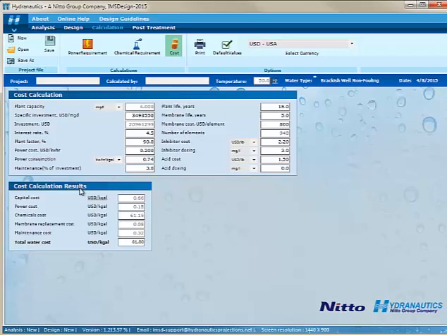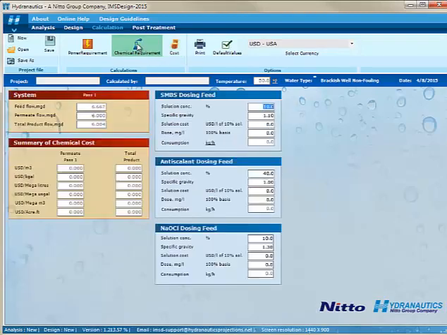And so we have their cost calculated results. So the total water cost, this is quite impressive. So you can see the capital cost, that's US dollars per 10 to the 6 gallons. Power cost, actually quite low. Chemical cost is where it's really going to get you on this process, and so on. And so we've got the total water cost at about $61 per 10 to the 6 gallons of that system.